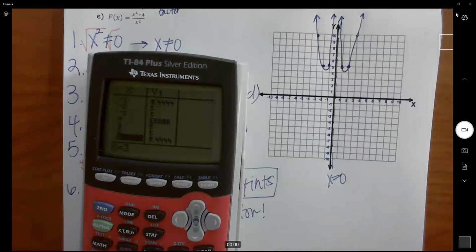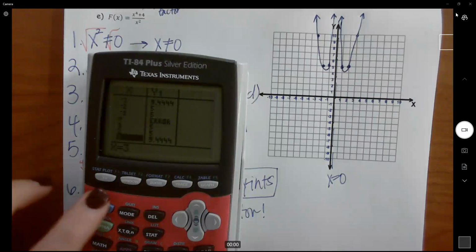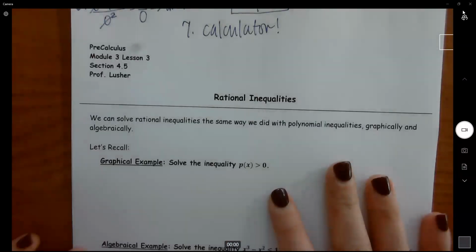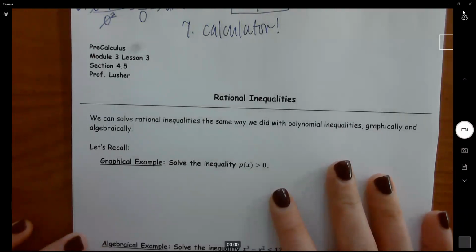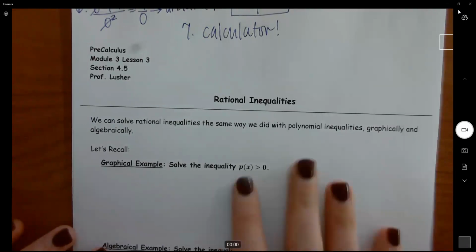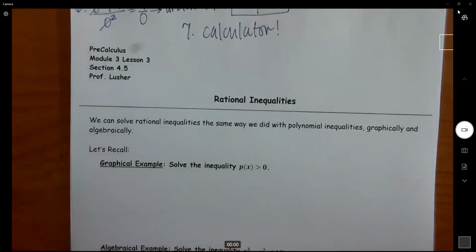All right, that is the end of graphing. Next lesson, we are going to be using this to go over rational inequalities. So you need to be able to do lessons 1 and 2 before we can do not rational functions or equations, but rational inequalities.